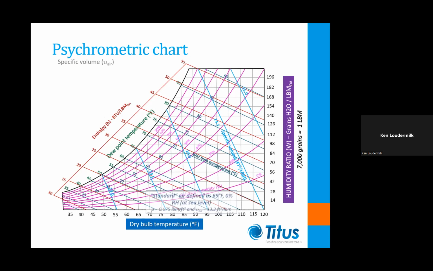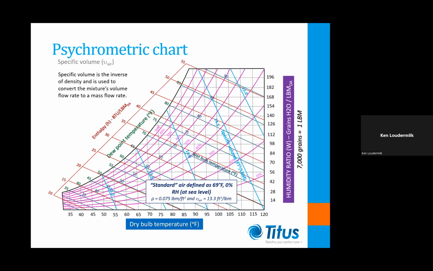Finally, the specific volume of a mixture expresses the volume, in cubic feet, that 1 pound mass occupies at sea level barometric pressure. A mixture's density is the inverse of its specific volume. When a mixture's dry bulb temperature is increased, it expands, and thus its specific volume increases, while its density is reduced. Also note that the specific volume, enthalpy, and humidity ratio all reference the mass of the mixture.